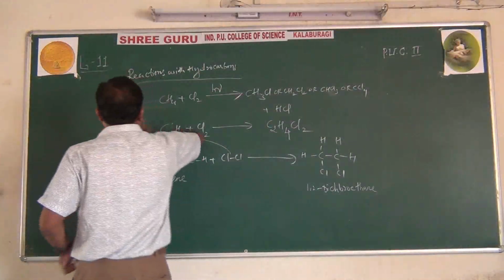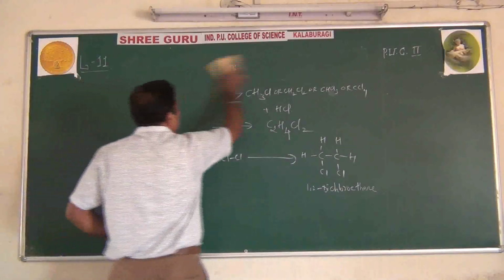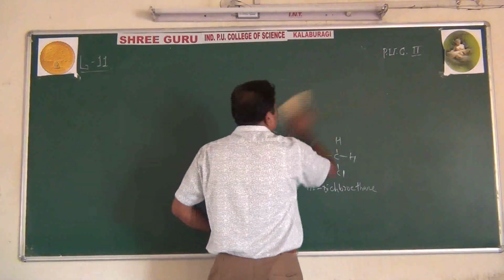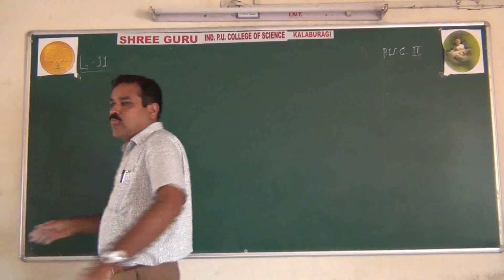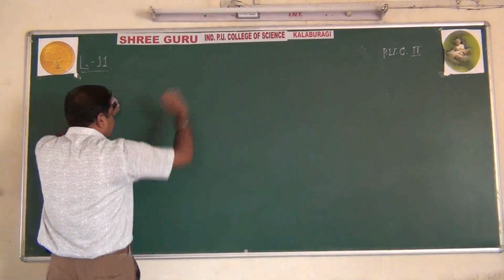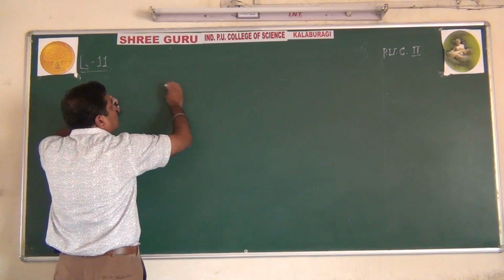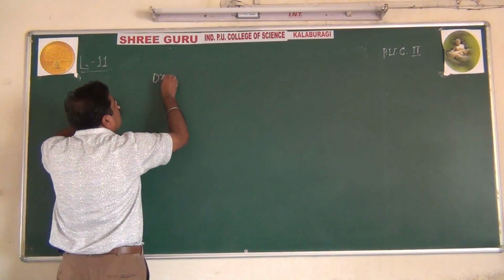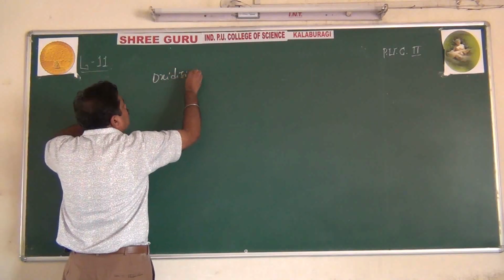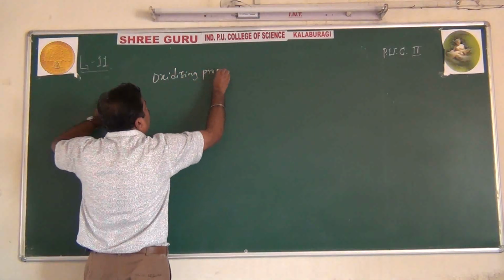Right. Now lastly, the oxidizing property and the bleaching action of chlorine, because we have to complete it today. Okay. Now coming to the oxidizing property of chlorine.